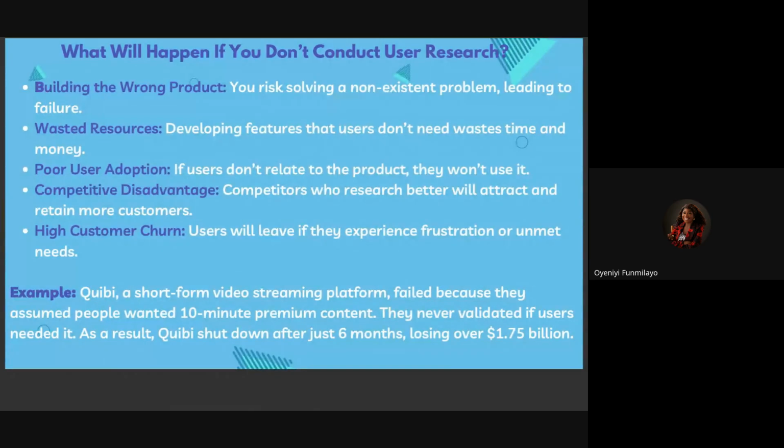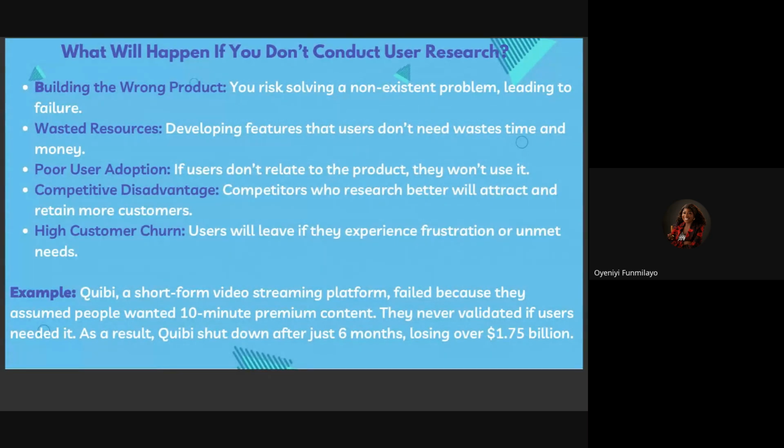So if you don't conduct user research, people will leave your products if they are experiencing any frustration or unmet needs, right? So over here I say QB. QB is a short form video streaming platform, right? It failed because they assumed people wanted 10-minute premium content. They never validated if users needed it or not. They just went ahead in building it.